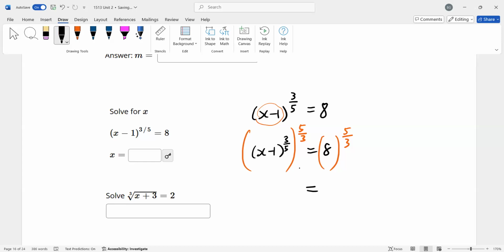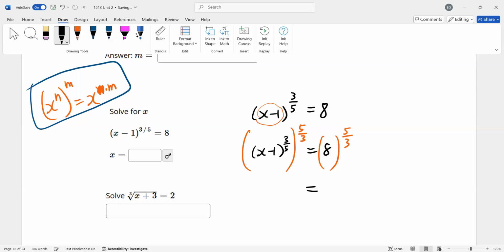Use the power rule we learned from foundation 2. Remember the power rule, (x^n)^m equals x to the power of n times m. This is also a very important formula. So the left side, 3 over 5 times 5 over 3, they cancel each other. They equal 1. So we have x minus 1 isolated.